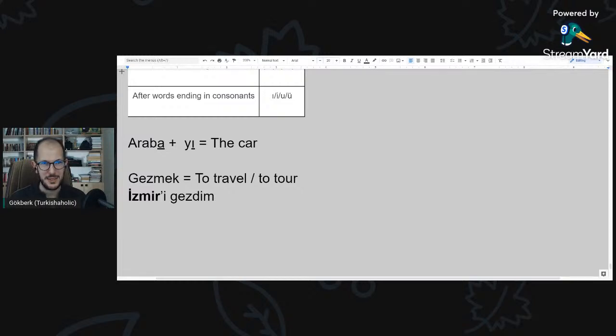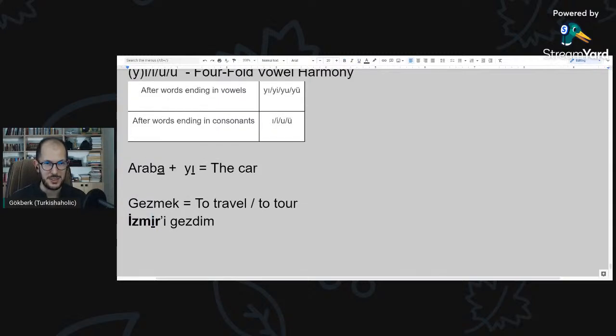So the rule here is we look at the last vowel. It's the i sound. So we have a similar sound for the accusative case, but there's already an i sound, so we simply choose that sound. So İzmir'i gezdim. And this will translate as I toured İzmir. We don't say İzmir gezdim. It doesn't make sense because it's grammatically incorrect, because gezmek requires a case marker.